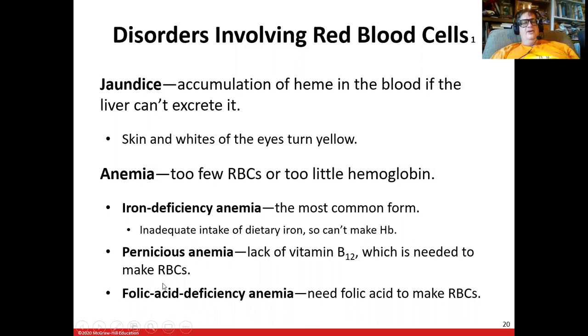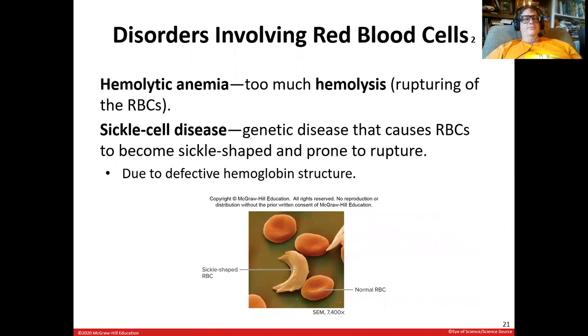Anyway, anemia is when you don't have enough red blood cells, or you could have enough red blood cells, but none of them have enough hemoglobin inside of them. So iron deficiency is one of the things that can cause anemia because you're not making enough hemoglobin. Pernicious anemia is when you don't have enough B12 and you can't make red blood cells. Folic acid anemia is another cause. You're not getting enough folic acid, so you're not making your red blood cells.